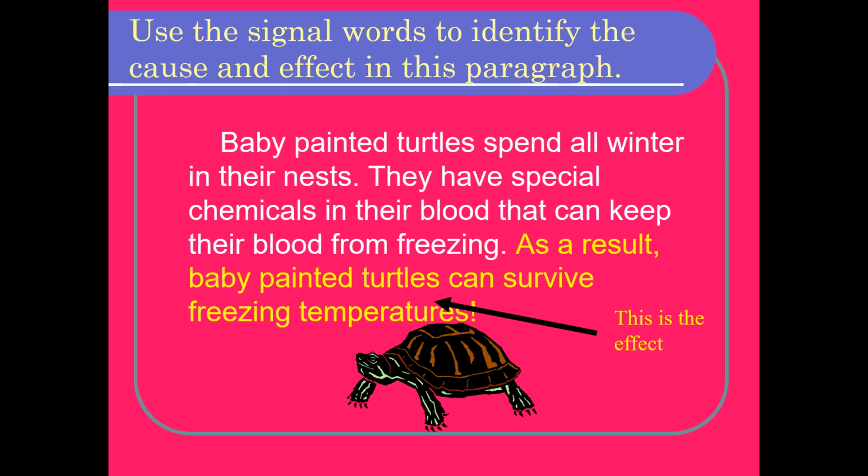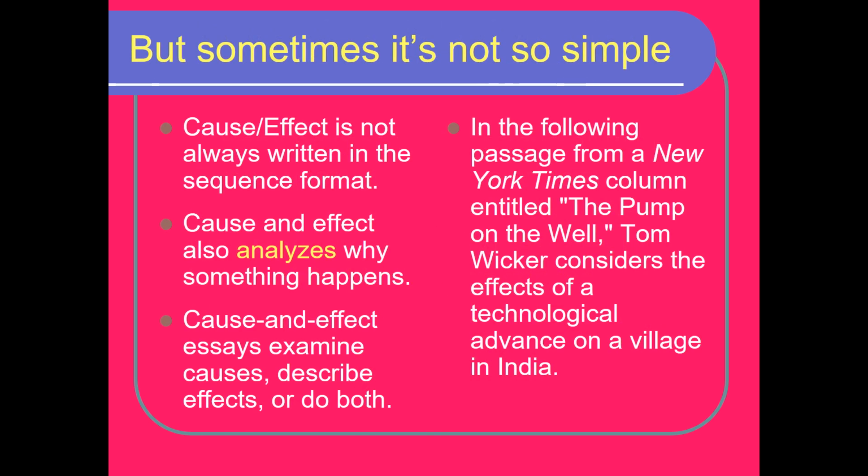So, in paragraphs, the authors may give you clue words to help you figure out which event is your cause and which event is your effect. Let's try another one. Gotta remember, it's not always so simple. Cause and effect isn't always written in the sequence format. You may not have those clue words. Cause and effect also analyzes why something happens. Cause and effect essays examine causes, describe effects, or do both.